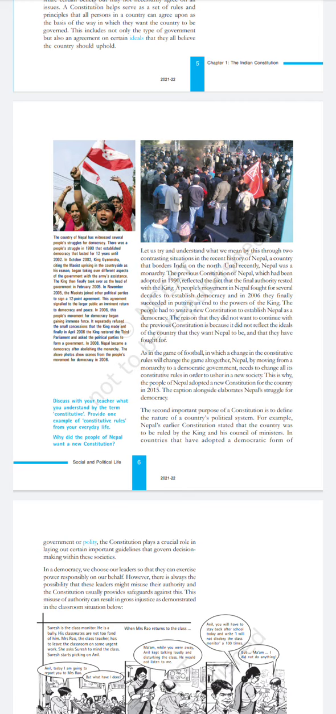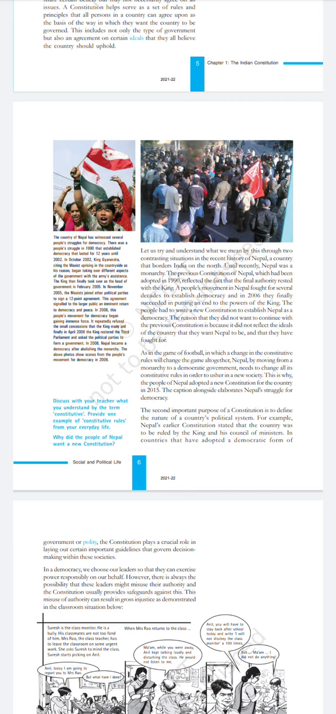Let us try and understand what we mean by this through two contrasting situations in the recent history of Nepal, a country that borders India on the north. Until recently, Nepal was a monarchy. The previous constitution of Nepal, which had been adopted in 1990, reflected the fact that the final authority rested with the king. A people's movement in Nepal fought for several decades to establish democracy, and in 2006 they finally succeeded in putting an end to the powers of the king.